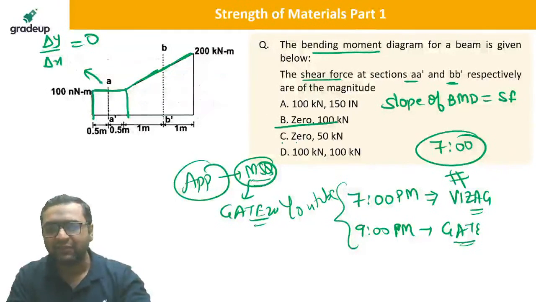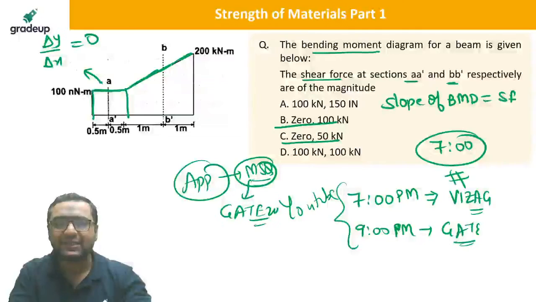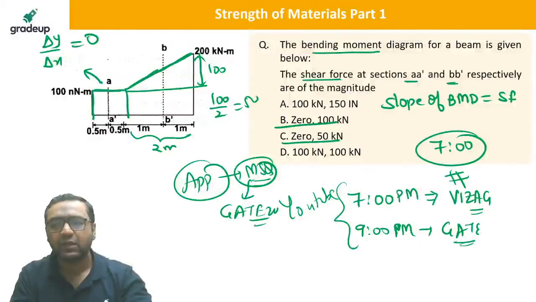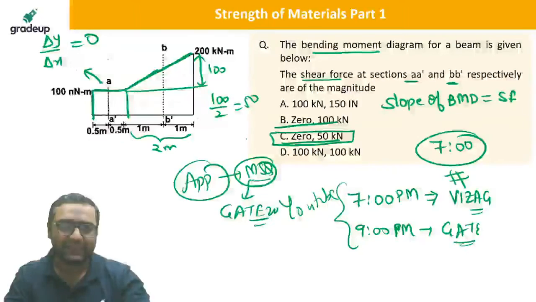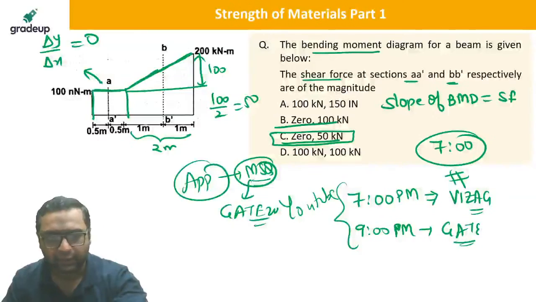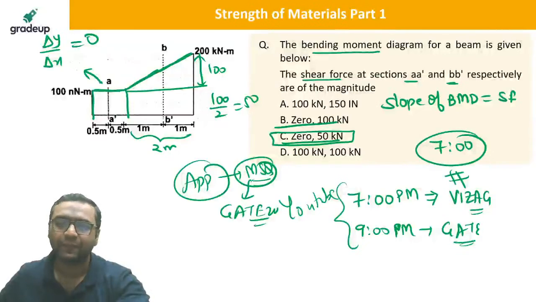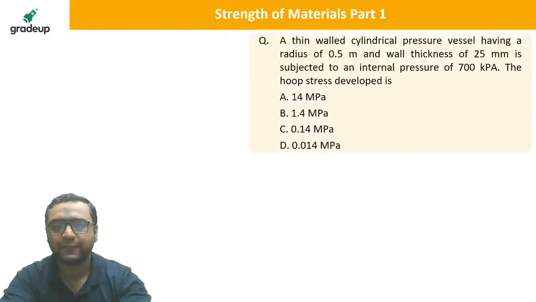So either B or C will be the correct answer. Then if you see this, this distance is 2 meter. In this 2 meter distance, the change of y is 100. So 100 by 2 will be 50. So the answer will be C in this case, 0, 50. So many of you have given the correct answer: Junaid, Prince, Ramesh Mon, Parth, Shubham, Rohan, Jay. Let us see the next question, guys.